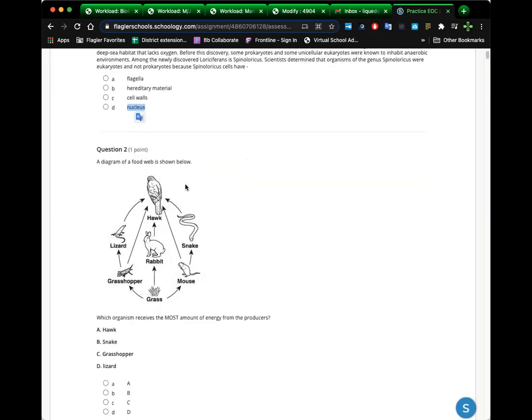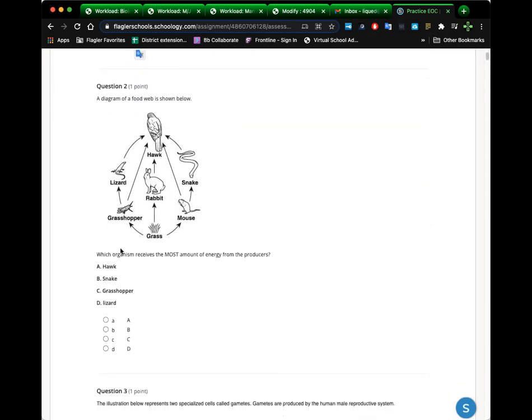All right, next question. All right, food web. So which organism receives the most amount of energy from the producer? So producers are going to be your grass, your plants, phytoplankton, whatever the case is. The most amount of energy is going to be the one connected to it. So this could be grasshopper, rabbit, or mouse. So the only one on there out of those three would be grasshopper. And then if this said the least amount of energy, it would be the hawk.